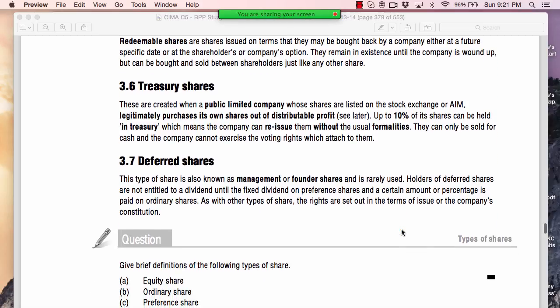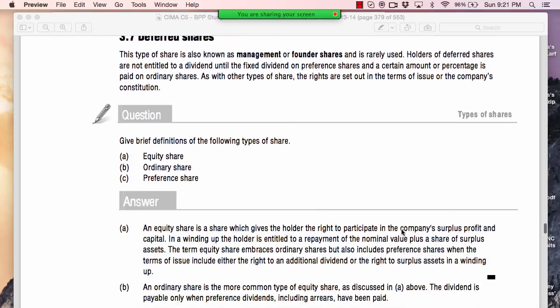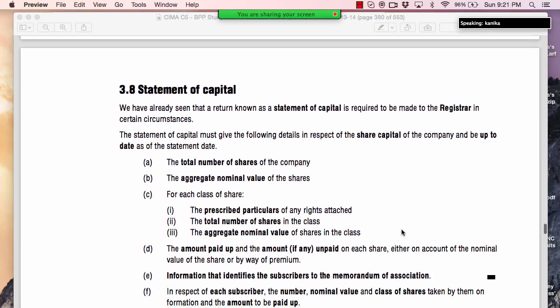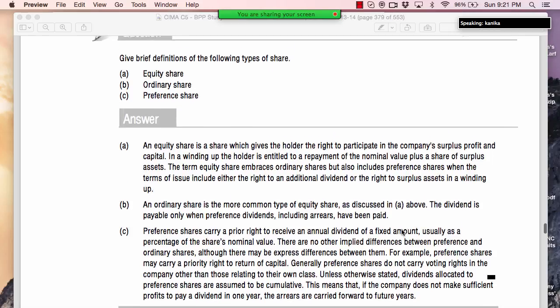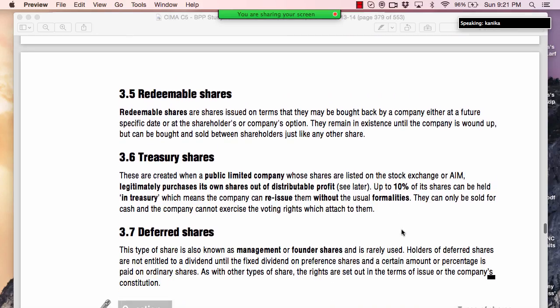Okay, so there are 3 different types of shares. I don't understand deferred shares. You don't understand the deferred shares? Okay. The type of share is also known as management of founder shares. The company uses this very rarely, this kind of shares.